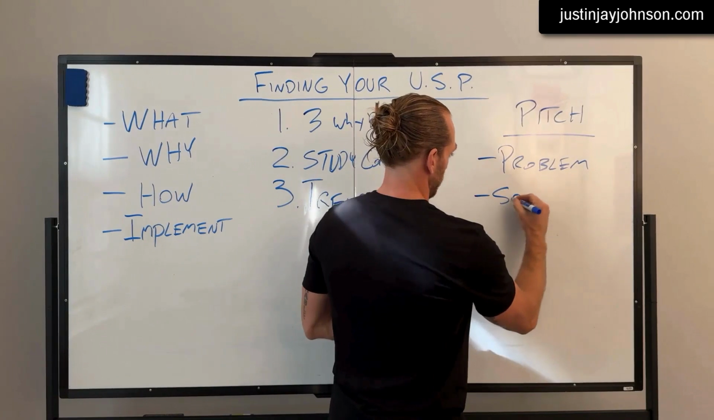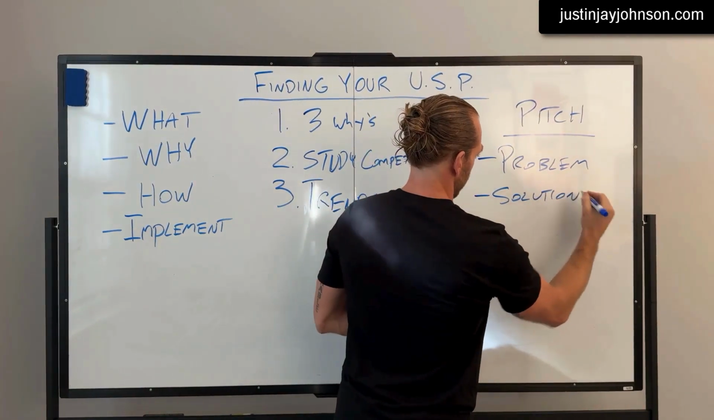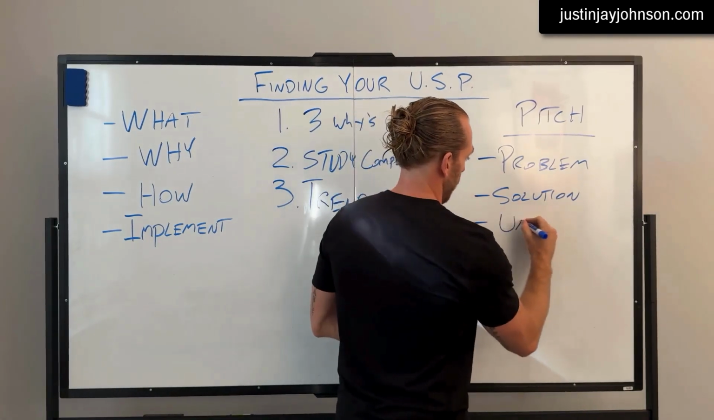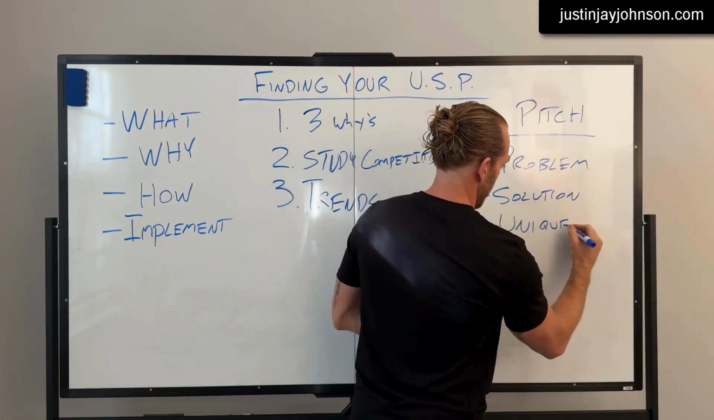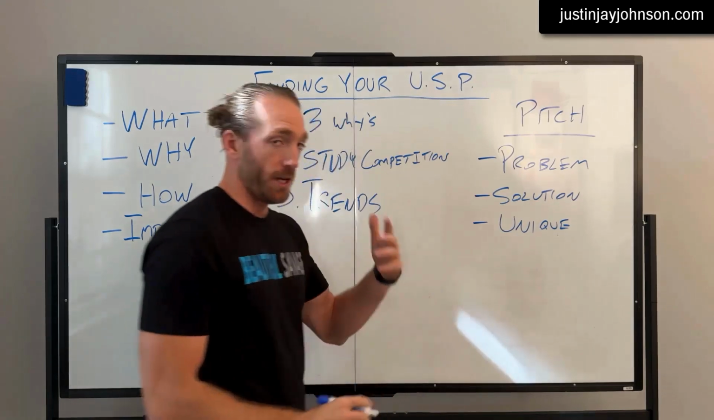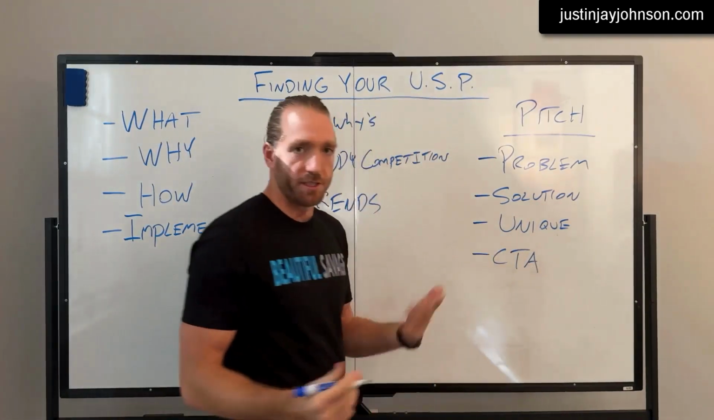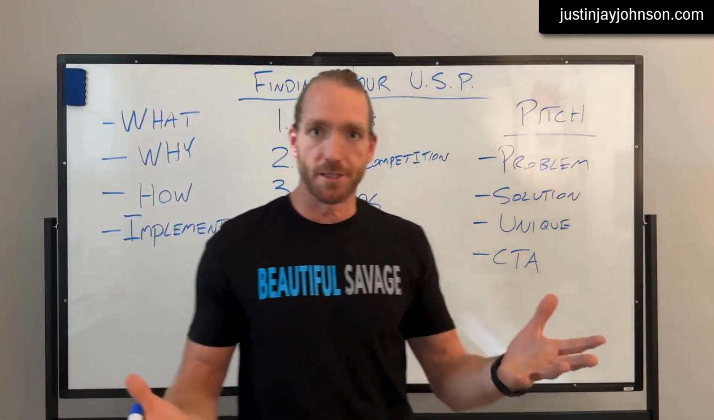Number 2, talk about the solution. How do you solve their problem? Number 3, what makes you unique? What makes you different than everything else? Because you're gonna have competition. And number 4 is a call to action, otherwise known as a CTA. That's gonna be different in any situation.